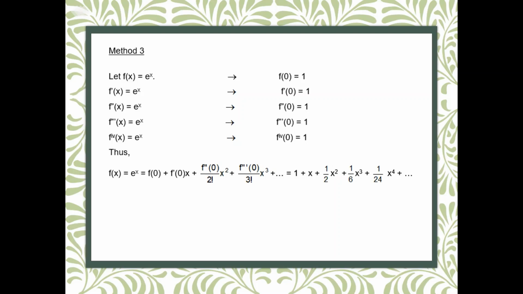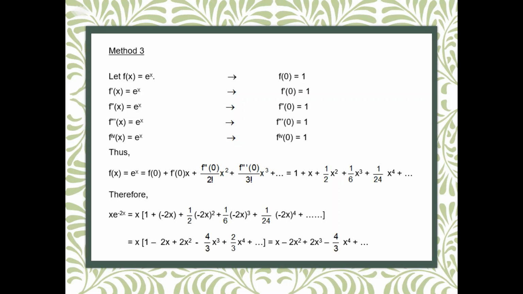You will obtain the expansion of e^x equal to 1 plus x plus x to the power of 2 over 2 factorial plus x to the power of 3 over 3 factorial plus x to the power of 4 over 4 factorial plus so on. Next, replace all the x with negative 2x and multiply the whole expansion that you have obtained by x and simplify. You will get the same expansion of x e^(-2x) up to x to the power of 4 as obtained using the first and the second method.